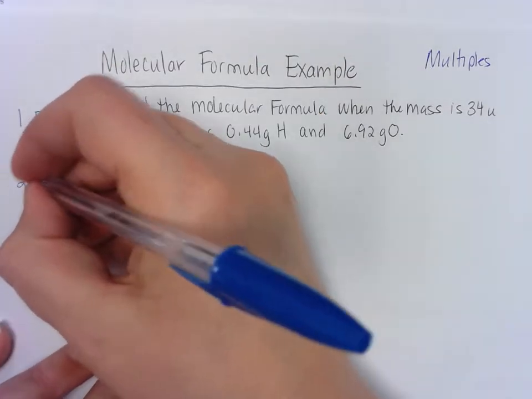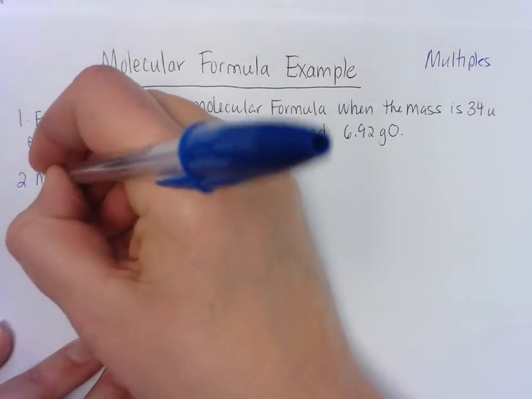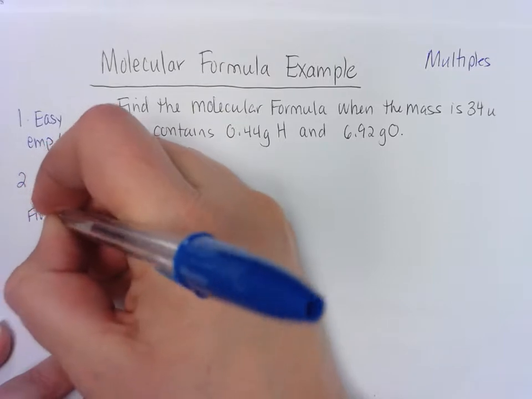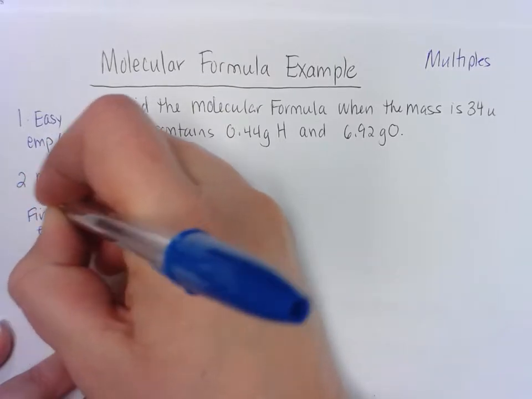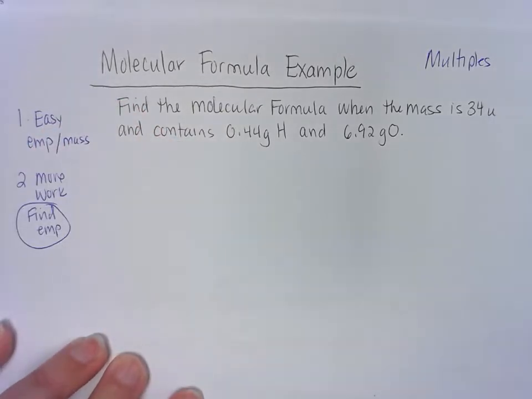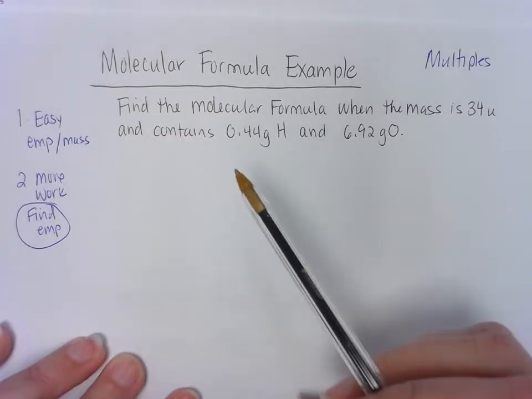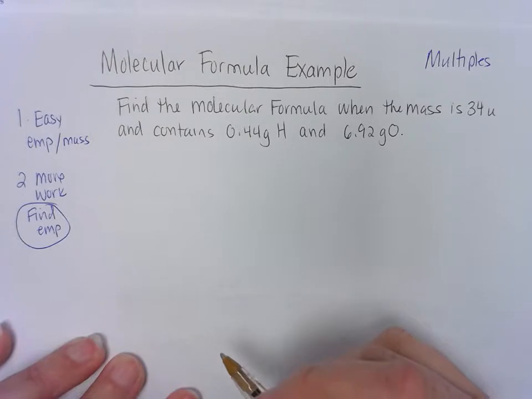The second way is just more work, and it's not harder. First you have to find the empirical formula, and then you figure out how many multiples this is. This example says: find the molecular formula when the mass is 34 units and it contains 0.44 grams of hydrogen and 6.92 grams of oxygen.